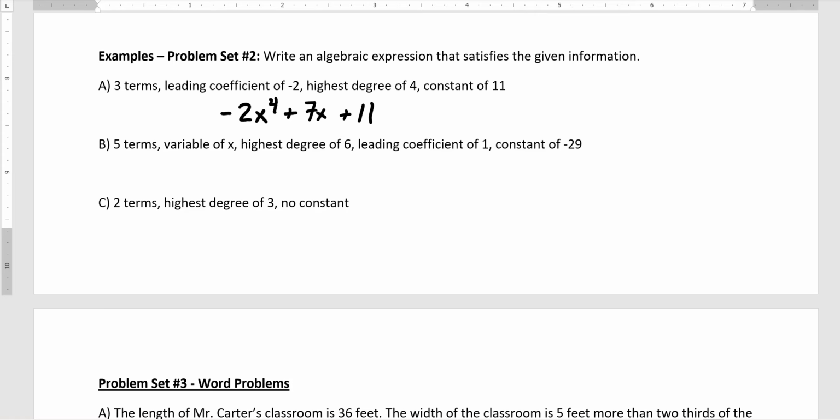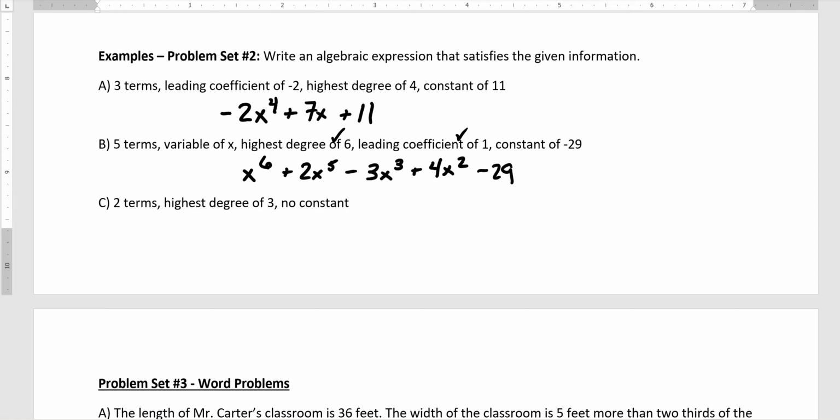All right, let's check out letter B here. 5 terms, variable of x, highest degree of 6, leading coefficient of 1, and a constant of negative 29. So the highest degree of 6 and a leading coefficient of 1 tells me that my first term is going to be x to the 6th. So that takes care of this one and this one. Let's see, 5 terms before a constant of negative 29. So let's do plus 2x to the 5th minus 3x to the 3rd plus 4x squared. And then I need a constant of negative 29.